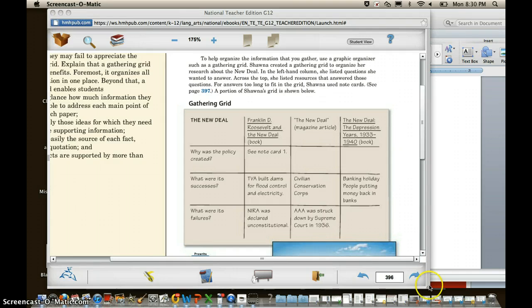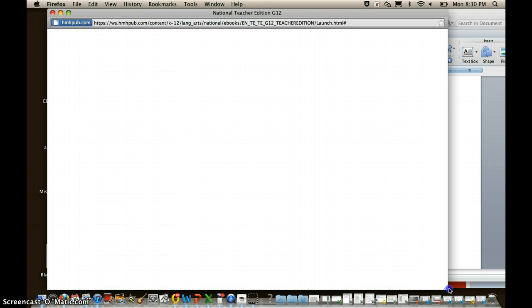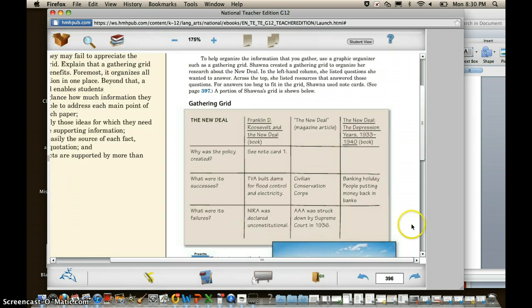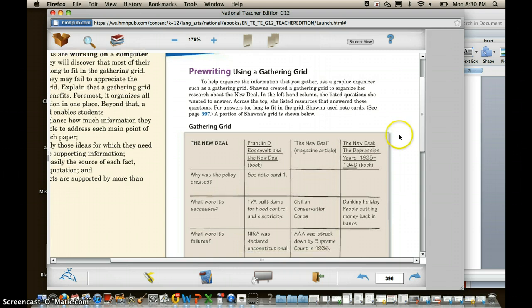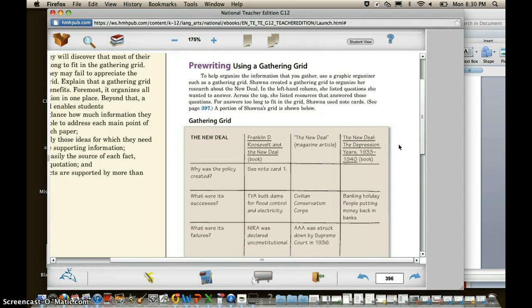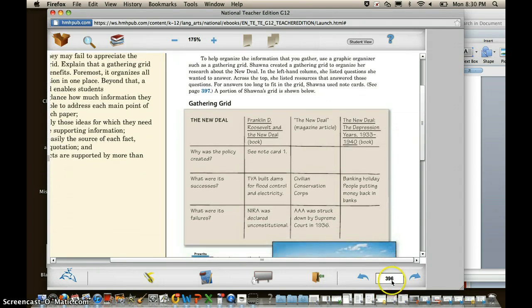So where I'm going to ask you to start first, actually, I know you're looking at your computers now, but I really want you to look at your Write Source book. So you should have your orange Write Source book if you are a junior, and your green Write Source book if you are a senior. And you are going to turn to page 396. You see, that's where I'm at here.